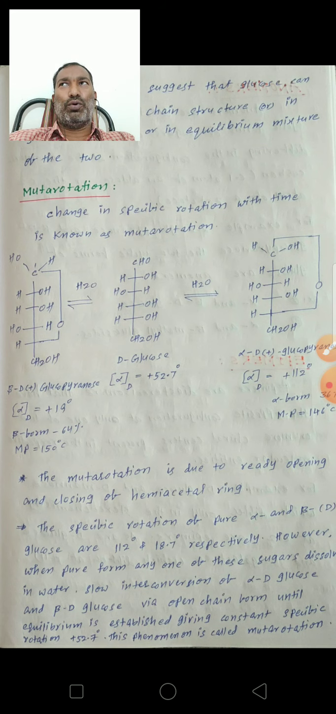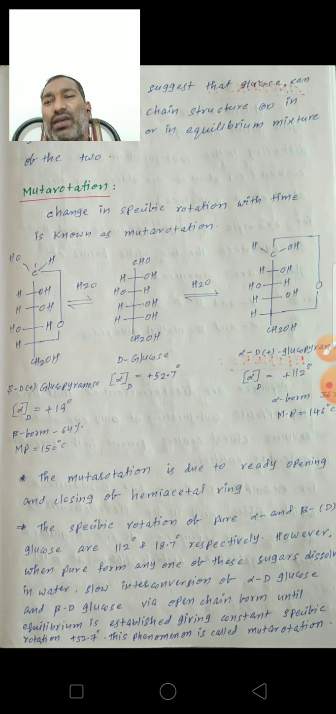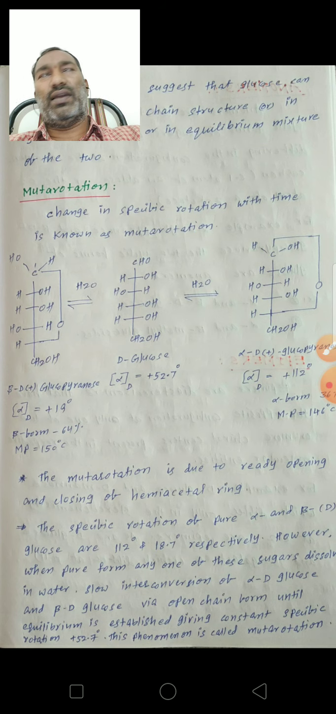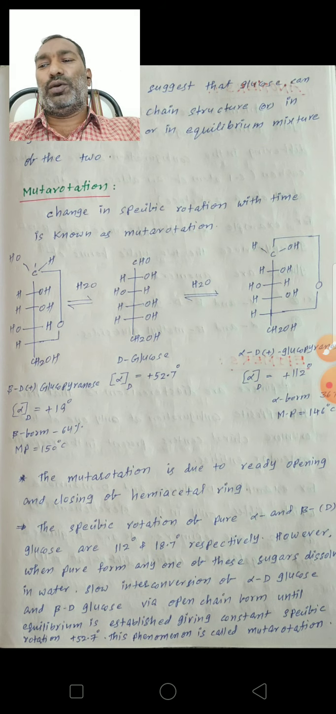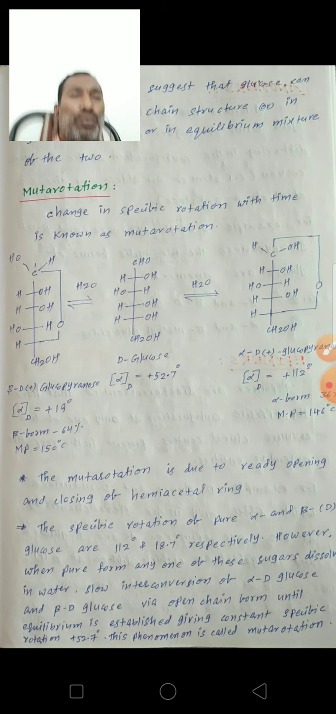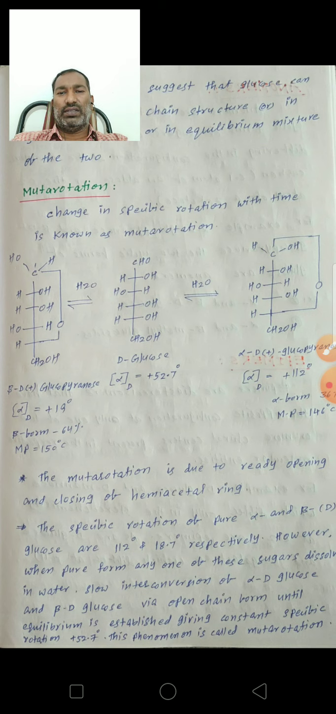So glucose exists in the cyclic form. That cyclic form is the pyranose structure. Glucose exists in two forms, alpha D glucopyranose and beta D glucopyranose. It reacts with methyl alcohol and HCl to form methyl alpha D glucoside and methyl beta D glucoside. This formation suggests glucose can exist in the straight chain structure as well as the cyclic structure, or both are in an equilibrium state. Okay, this is the cyclic structure of glucose.